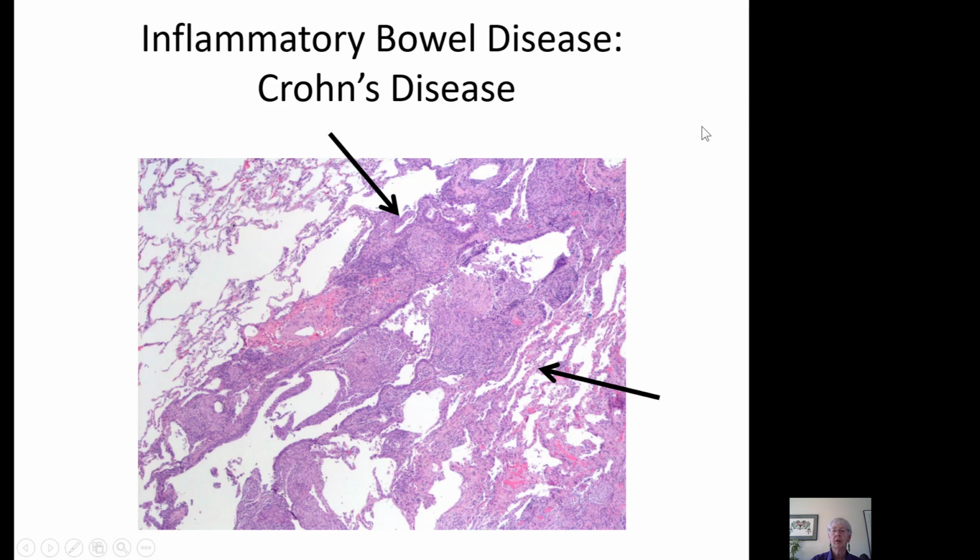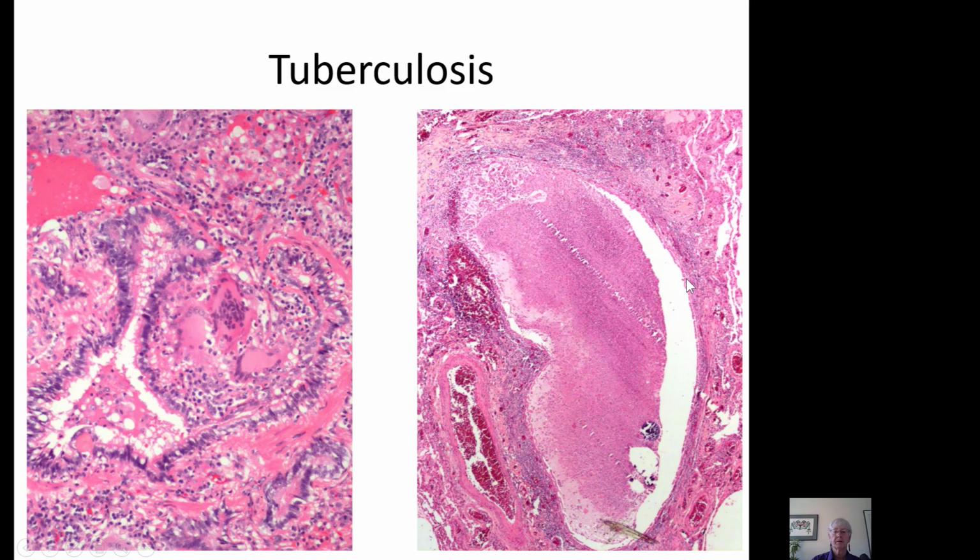This is an example of inflammatory bowel disease related airway granulomata. In specific, this is Crohn's disease, but occasionally ulcerative colitis can show the same pattern. Here, the granulomata are poorly formed and show focal necrosis. They are really distorting this airway to an extreme degree.